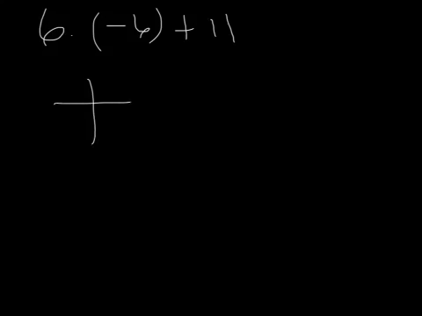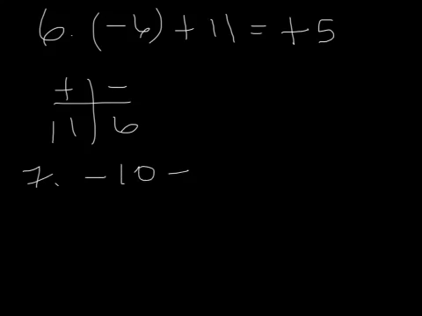Then on number 6, this one you don't show any work. All you have to do is the scoreboards on -6 plus 11. Negative scored 6, positive scored 11. The positives are winning by 5. Not hard. Number 7, you had -10 minus 8.